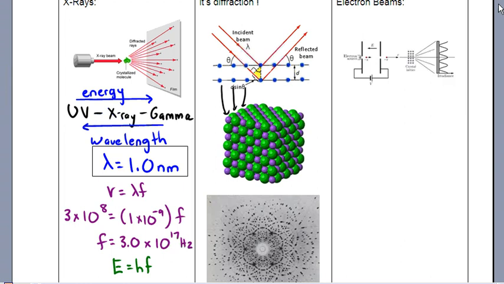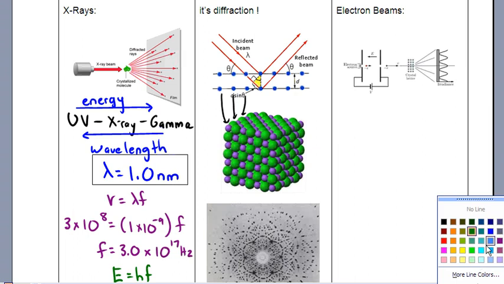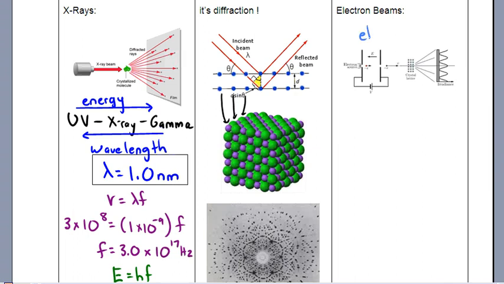And what you can do is you can fire electrons at your crystal lattice. So if you have electrons being launched, so this is going to be like an electron gun that's going to be used to launch some electrons, right?